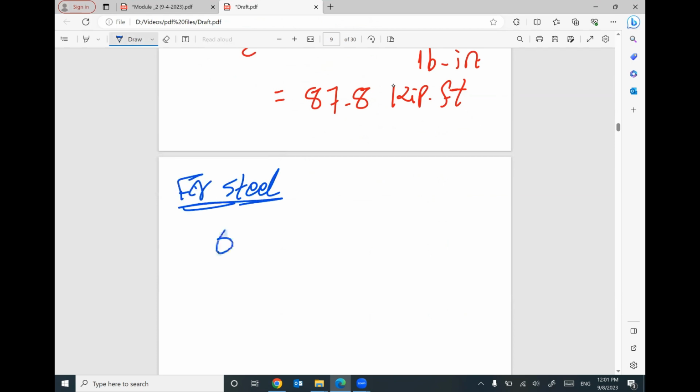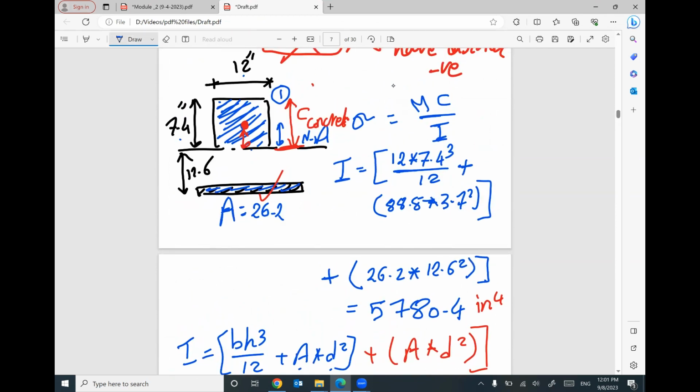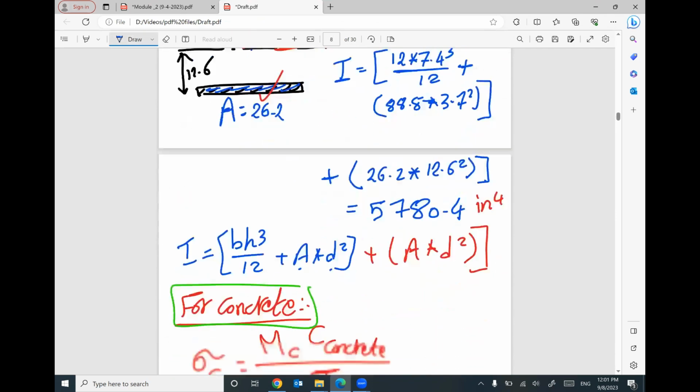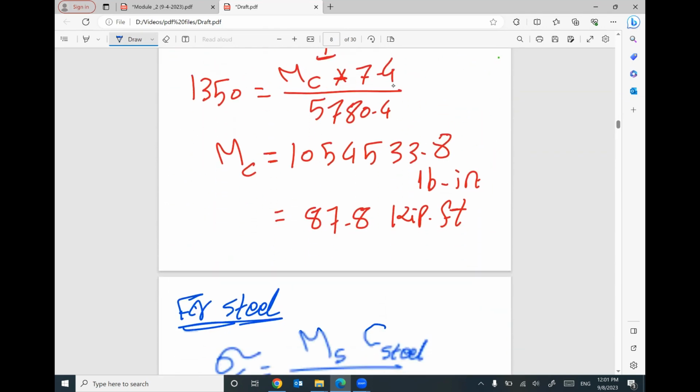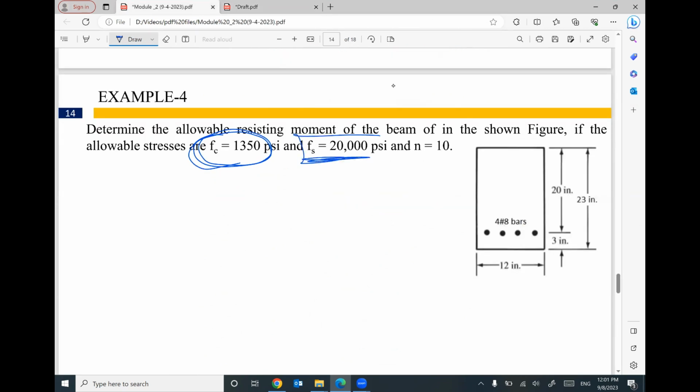Your value will be sigma for steel equal moment regarding steel times distance for steel, C steel, divided by I gross, and I will multiply this expression by N. Why did I multiply it by N? Because this cross-section is made from one material, concrete. If you would like to transform it again to steel, I need to multiply by N. Anyway, sigma steel is given here. Sigma steel 20,000.